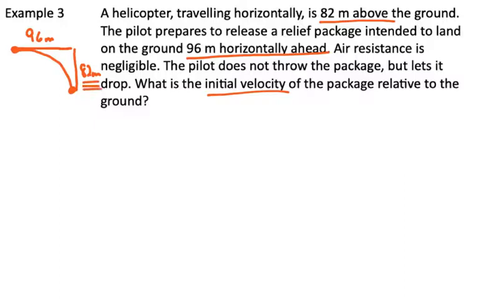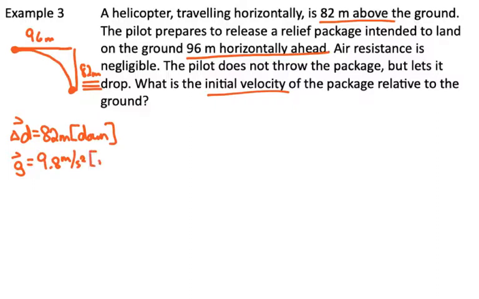We know we have an 82 meter drop. Since the package is dropping, it's affected by gravity, so we know the acceleration. And from there, we can figure out how long this package is in the air. So the displacement of the package is 82 meters down. Acceleration of the package due to gravity, 9.8 meters per second squared, down. The time of the fall is what we need to find.